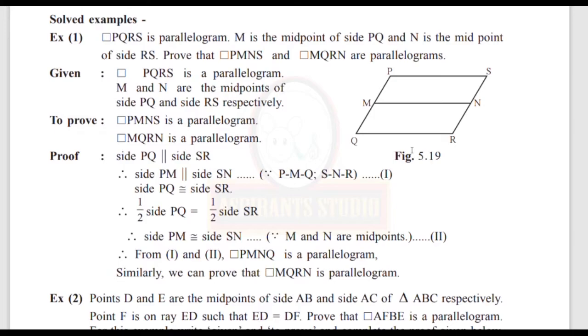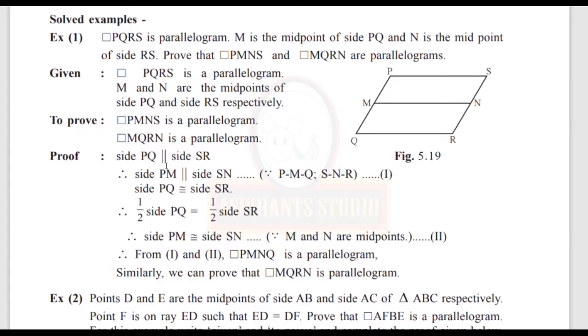Side PQ is parallel to side SR, because you are given quadrilateral PQRS is a parallelogram. The opposite sides are parallel. So we get side PQ is parallel to side SR. Therefore, side PM is parallel to side SN because M lies between P and Q and N lies between S and R. So we can write the previous statement as side PM is parallel to side SN.